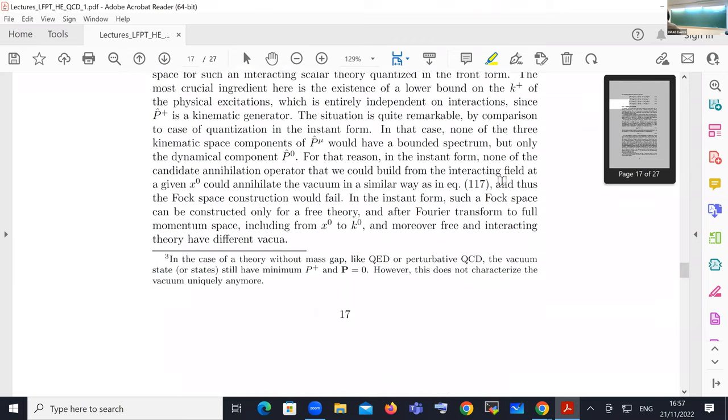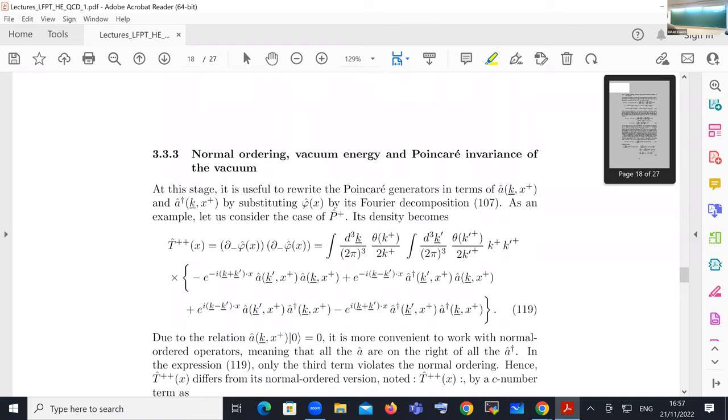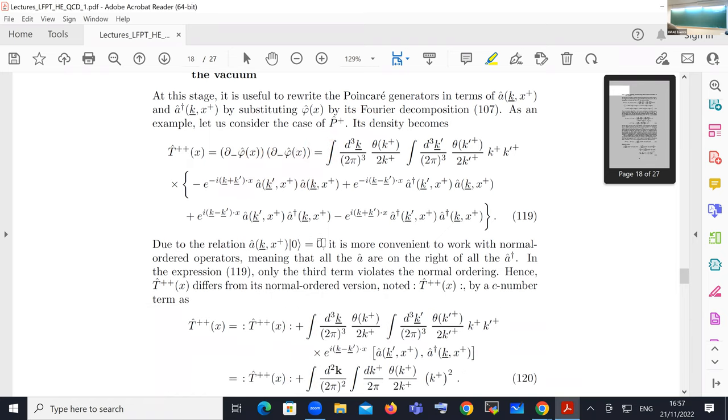So if we first want to discuss the P plus momentum operator, it has a corresponding density, which would be T plus plus. That is what we already showed this morning: the product of minus derivatives of the field. Now if I insert the expression for the field in terms of A and A dagger, I have two terms in each case. So I have the phase space integration for both, and two times two terms, that's four terms. And because of the minus derivative, I get k plus of each, so one is k plus and one is k prime plus. Then I have the product of two A or A dagger and the corresponding phases. So I have a term where I pick A in both cases, then A dagger A dagger, and A dagger A, and A A dagger.